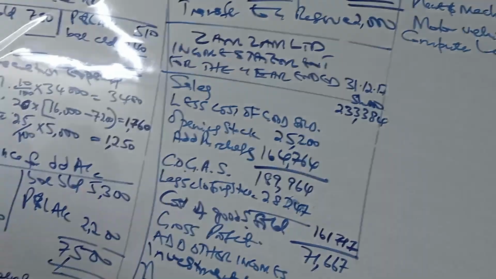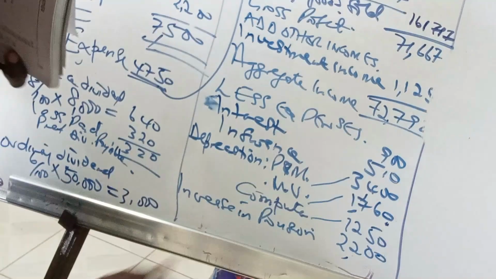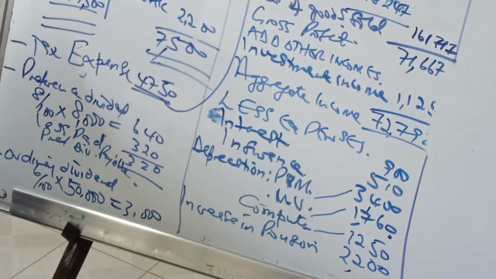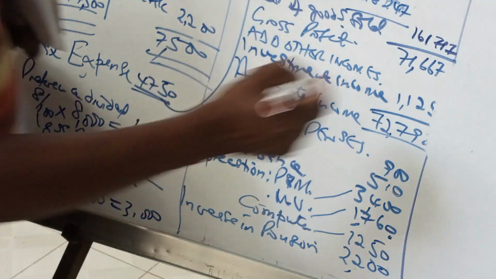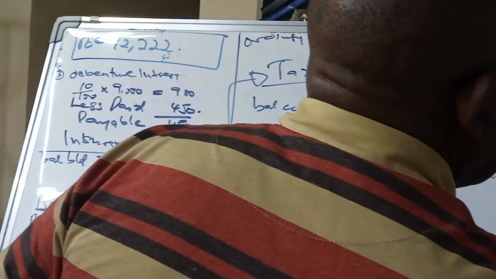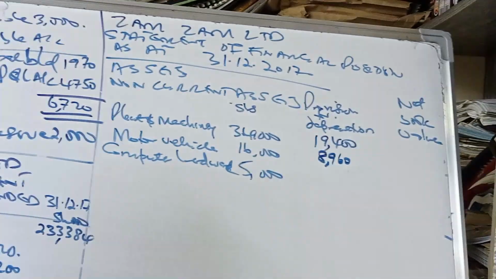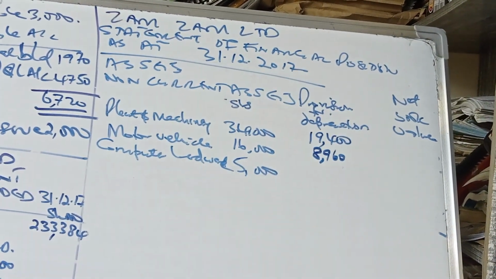7,200 plus the charge for the year. Motor vehicle now, 1,760. We get a figure of 8,960. Then computer hardware.